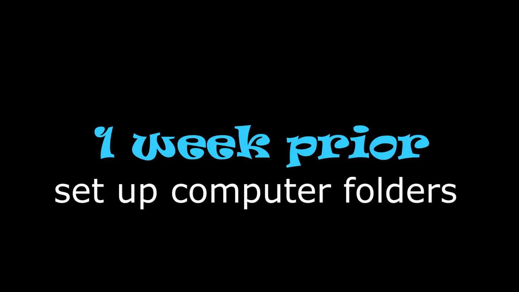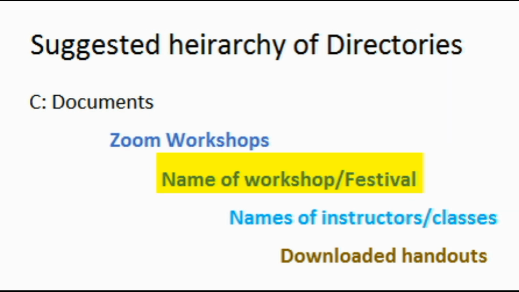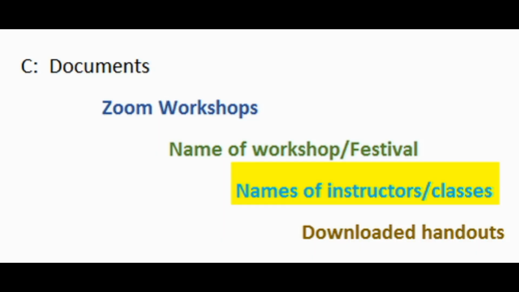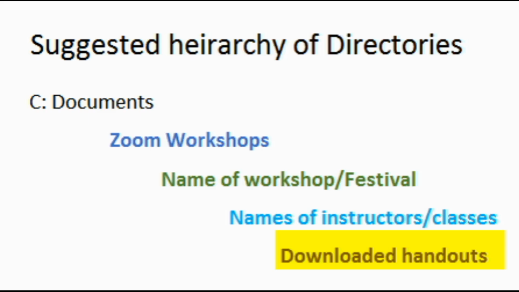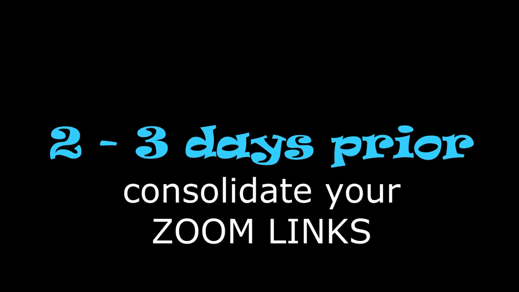At least a week prior, I prepare my computer by designating folders. I then set up a folder with subfolders on my hard disk, such as subfolder Zoom Workshops, subfolder the name of the workshop, and subfolder the name of the instructors or classes. I'll be capturing and organizing the handouts that will be coming the week prior to the start of the classes. Many times the handouts will be downloaded into your generic download folder on your computer, but I open or expand the files and immediately move or copy them to the specific folder I've set up.